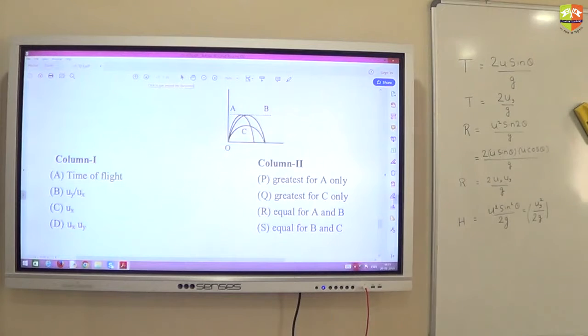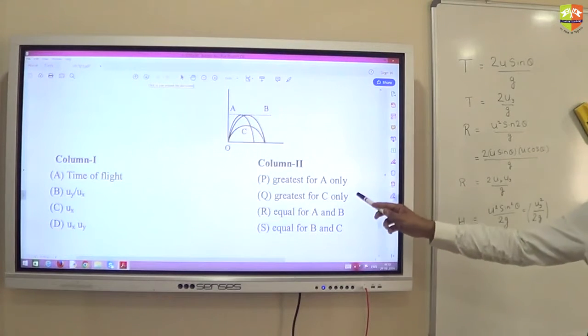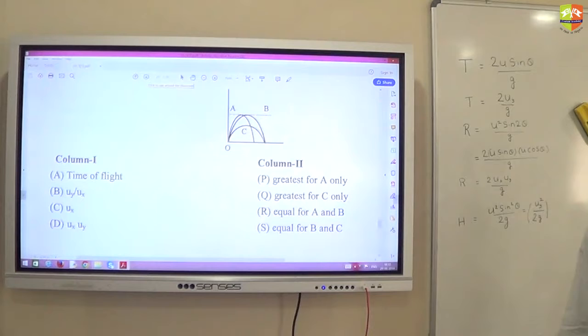Now tell me what is the answer. What is the answer for the first one? Column A, column 1 first. Time of flight. Time of flight is 2UY by g. Now, is it all? Is it for A only? Column 1 is for A only, minus 2.